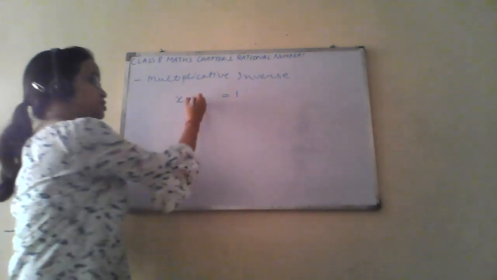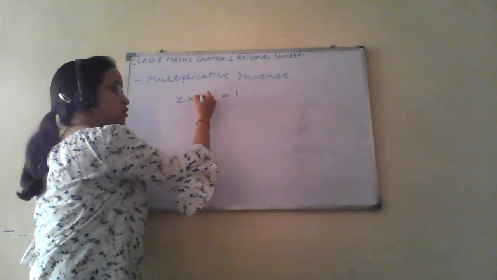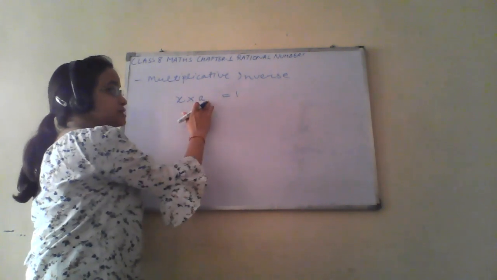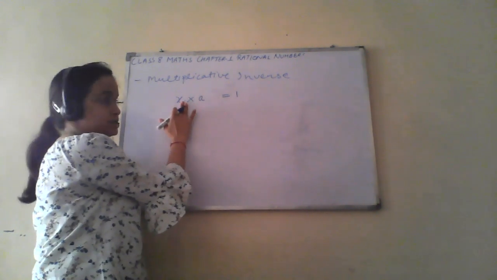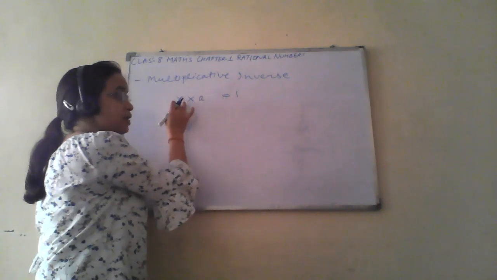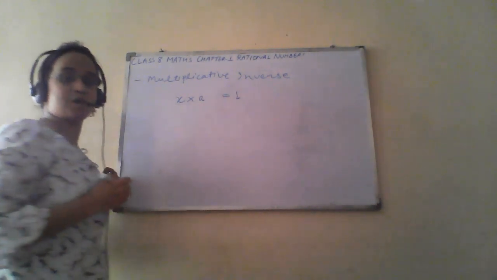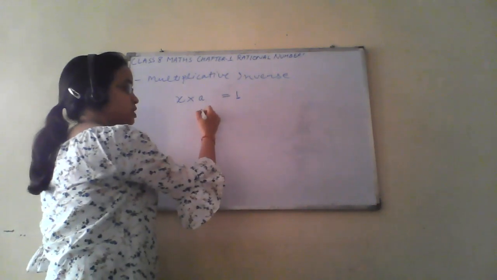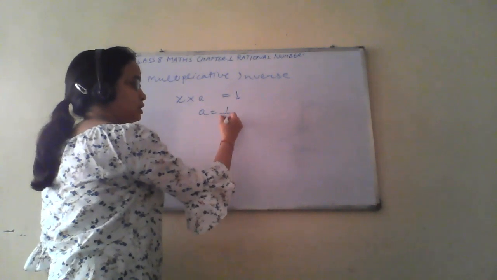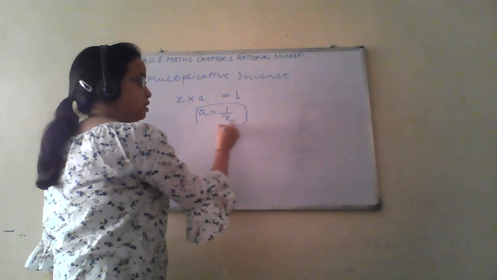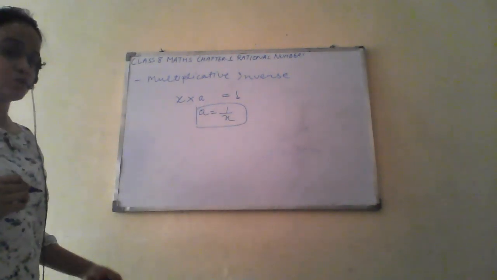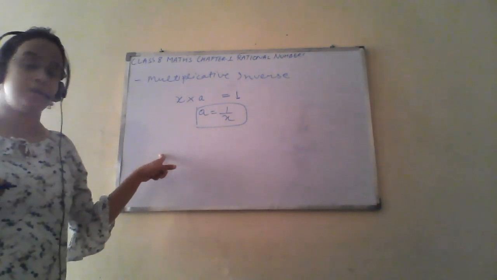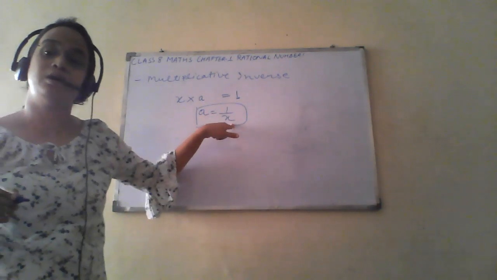If we are multiplying with a, so this is the multiplicative inverse of x. When we multiply this a to x, the answer should come out to be 1. So what could this a be? By this expression we can calculate that a should be 1 upon x. So multiplicative inverse of a number is the reciprocal of the number.